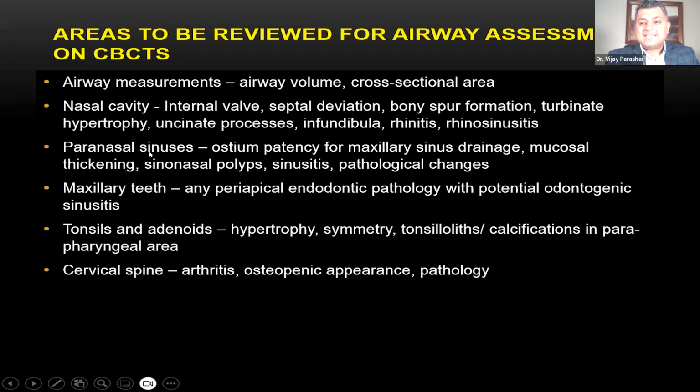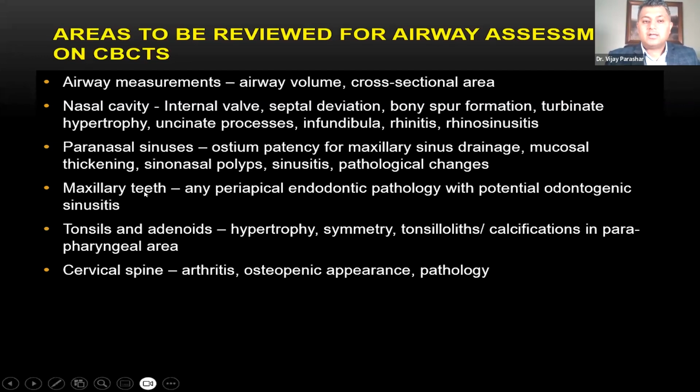We should also look at sinuses. If the sinuses are blocked, the patient is not getting any air. So irrespective of what the measurement is that we're getting on airway evaluation, we should also look at the sinuses, and I will show you some examples of sinus pathology. We should look at both maxillary and mandibular teeth if they're captured on your scan. But for sure, we should look at maxillary teeth, and if there is any periapical pathology around maxillary teeth, which could be draining into the sinus and causing sinusitis, or maxillary sinusitis of endodontic origin, that for sure has to be reported.